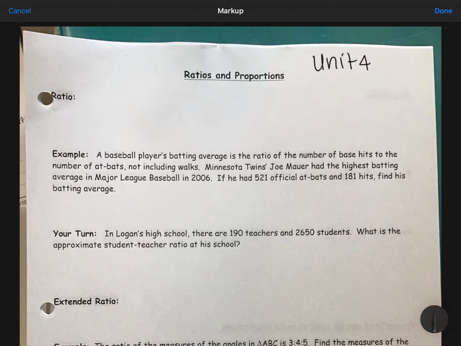Okay, so you should have the worksheet out that is titled Ratios and Proportions. I'm going to talk about what a ratio is, an extended ratio, and proportions, and how we can use these ideas to help us solve problems that involve triangles.